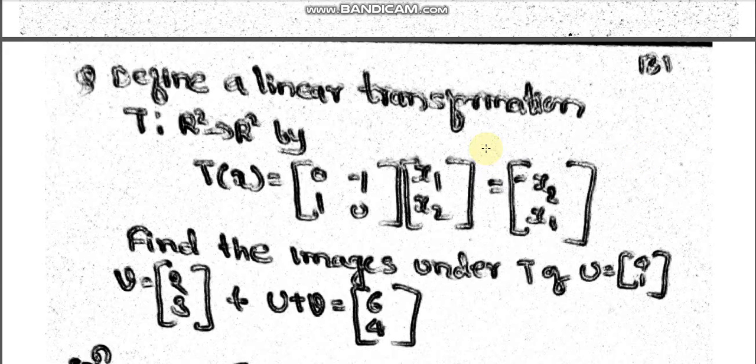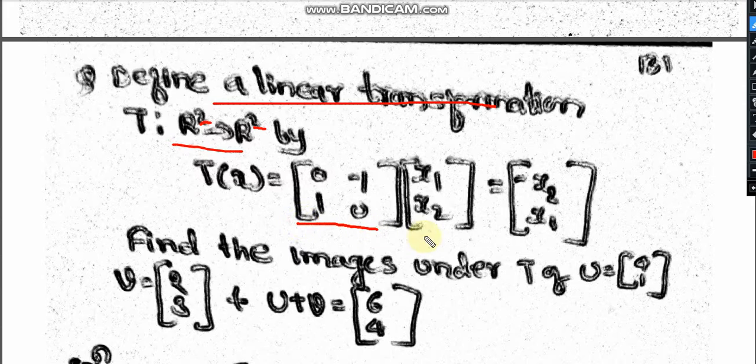So let us go through the example here. One of the examples is given. Define a linear transformation. The transformation is from R square to R square, that is, the dimension of the space is the same. So here the transformation given is x1 and x2 are transformed to minus x2 and x1. You can see here the transformation matrix is 0, 1, minus 1, 0.